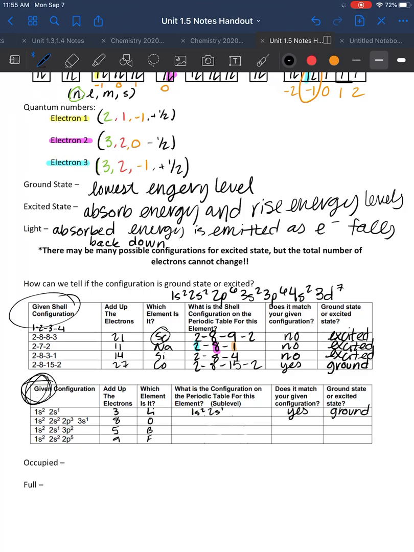Okay, now we have 8. So how I'd fill is 1s2, 2s2, 2p4. Is that what this is? No. So we must have been given an excited state configuration. 5, 1s2, 2s2, 2p1. That is not what we have. So excited. And then for fluorine, 1s2, 2s2, 2p5. Yep, that matches. So we are at ground.